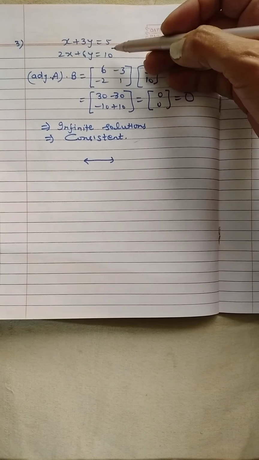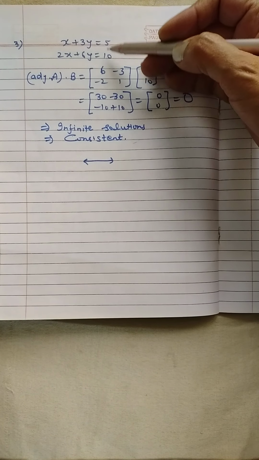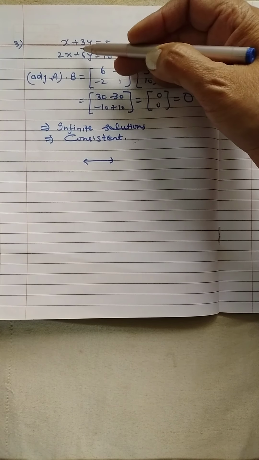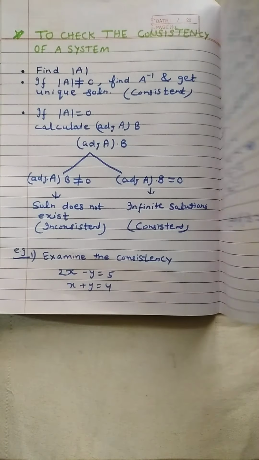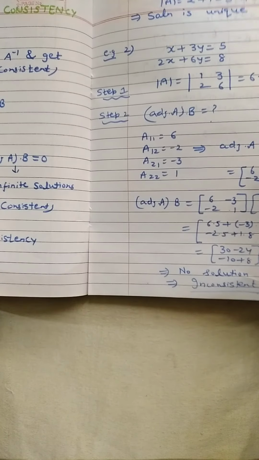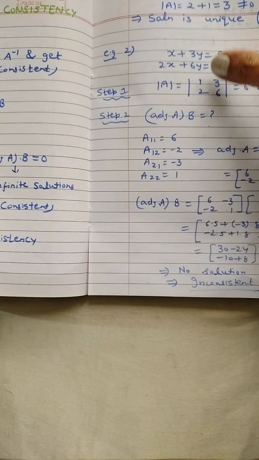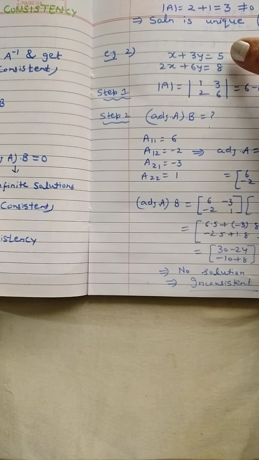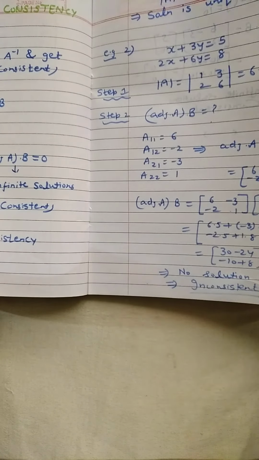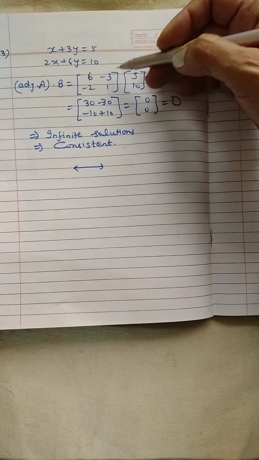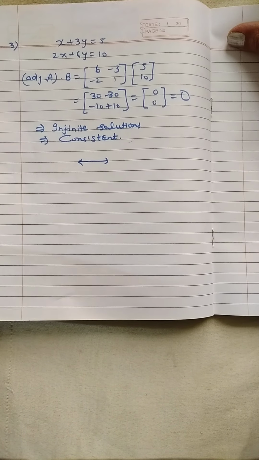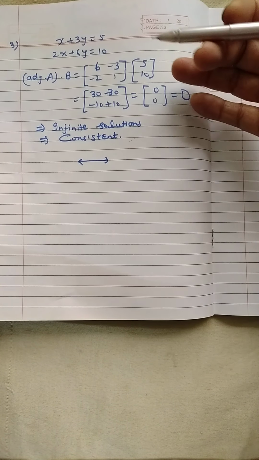And the last is, suppose these are the two equations. Same, the left hand side is the same, x plus 3y, 2x plus 6y, as earlier I have taken. These two equations are the same, but on the right hand side, instead of 5, 8, it is what? 5, 10, right? Then firstly you will find determinant A, that was 0.